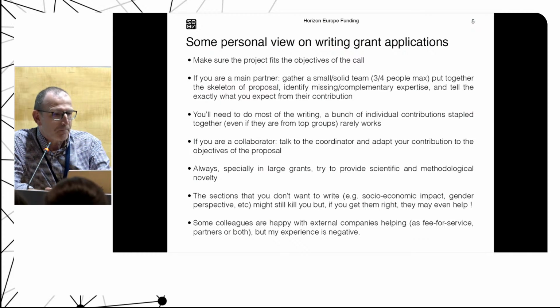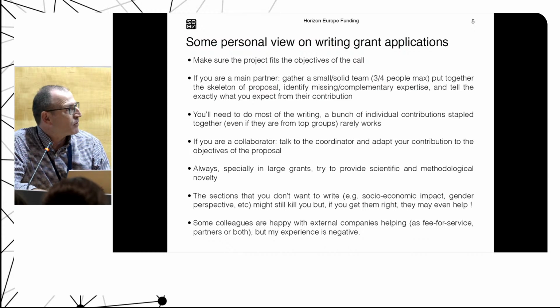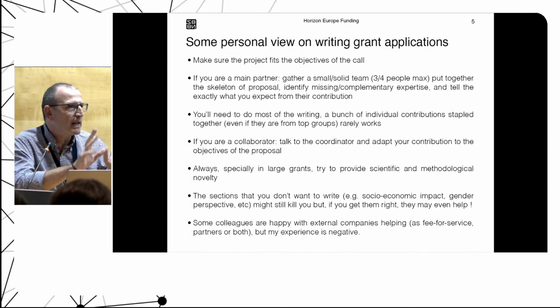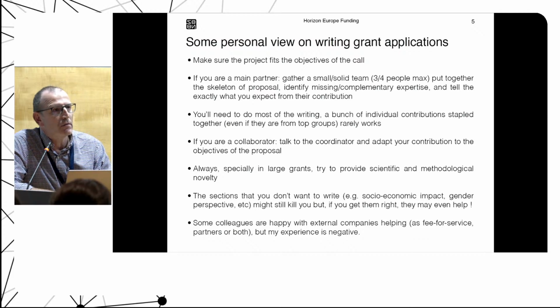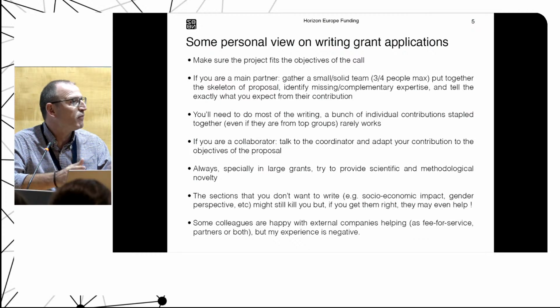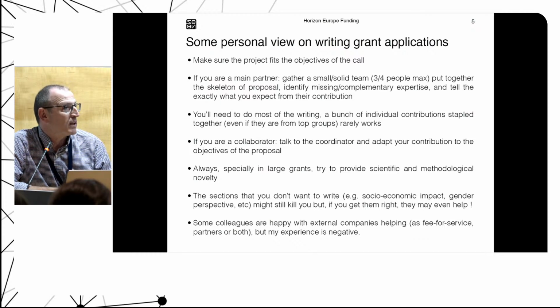Then another thing that doesn't work is just to get together a bunch of top scientists, let them write whatever the hell they want, and then you staple it with a little bit of retyping and submit it. I've tried this a couple of times, never worked. With top people in the field. Just not successful because it was not a real project. It was just a bunch of outstanding scientists wanting to do things half together.